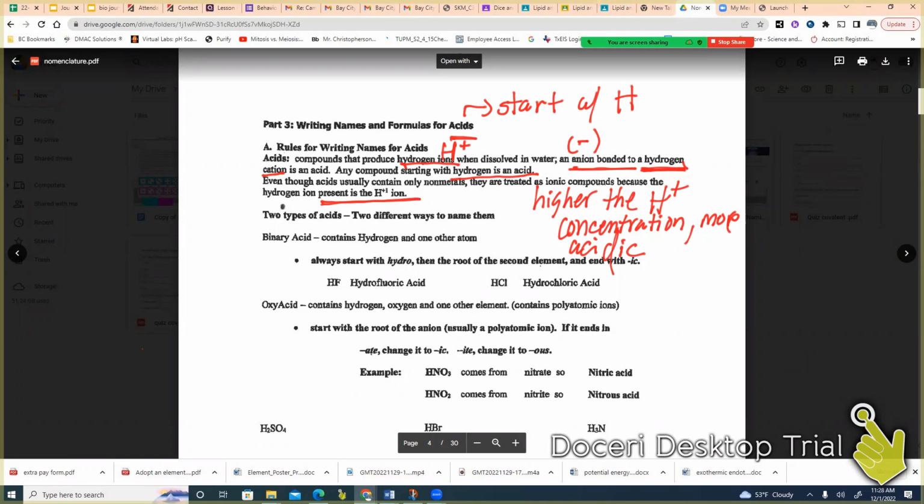There are two types of acids and each one of them has their own set of rules. The first kind is binary acid. Bi just means two. So these contain hydrogen and only one other atom. For the binary acids, you're going to be combining hydrogen with any of the negative anions at the top of your ion sheet.